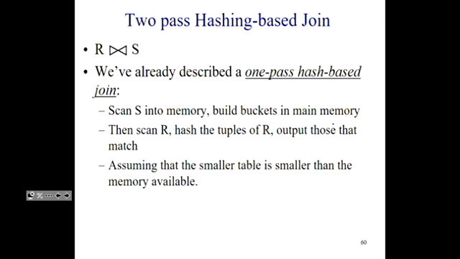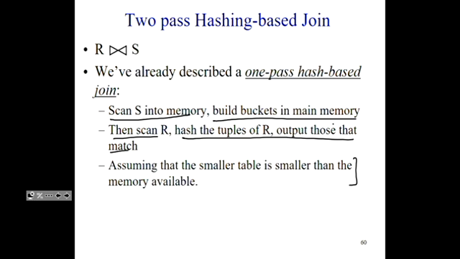Okay, so let's talk about joins. We've talked about, in some sense, a one pass hash based join. The one pass hash based join was to simply scan one of the two relations into memory, build buckets in main memory, then scan R, hash the tuples of R and output those that match. And the assumption was that the smaller table is smaller than the memory available. So that was a one pass algorithm that we had already covered.